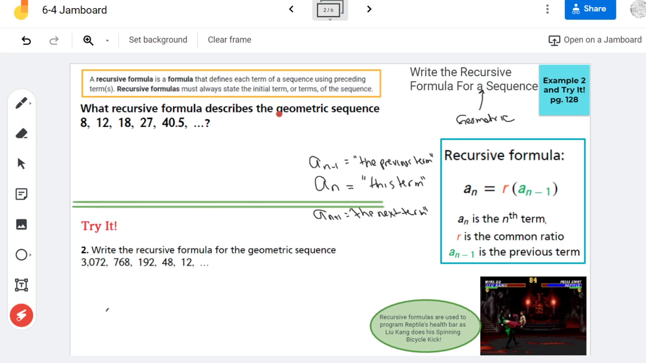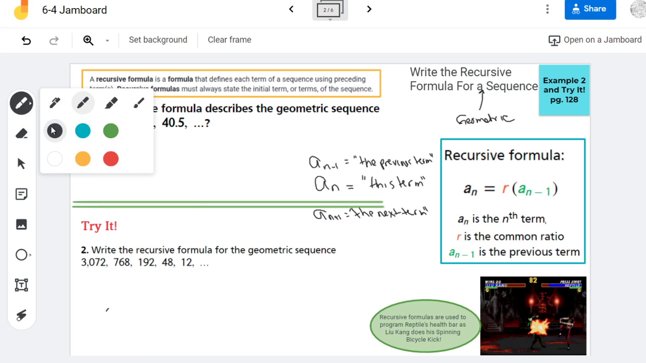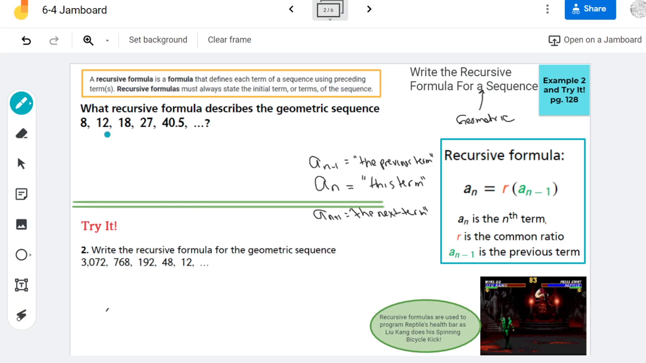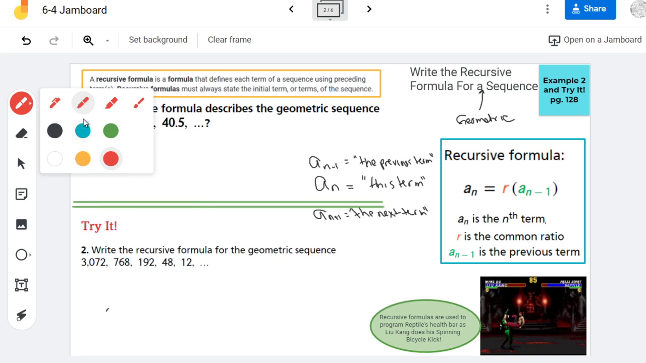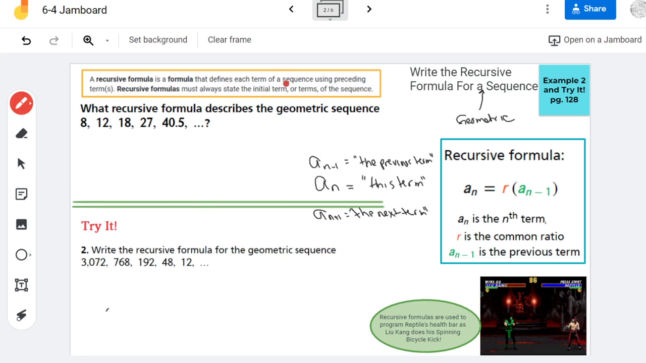So let's go ahead and write our recursive formula. To start with, we need to figure out what our r is, or our common ratio. Now, if you know that this is already a geometric sequence, you don't have to do multiple iterations of dividing. You can just take one term and divide it by its previous term. In this case, I get 12 divided by 8, and 12 eighths, those are both divisible by 4. That's 3 halves. So that is my r value.